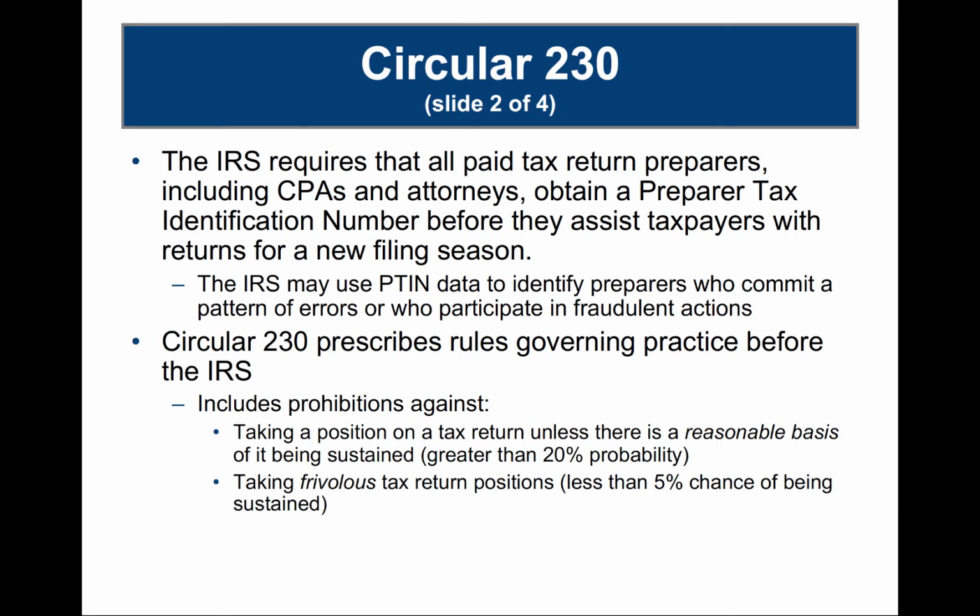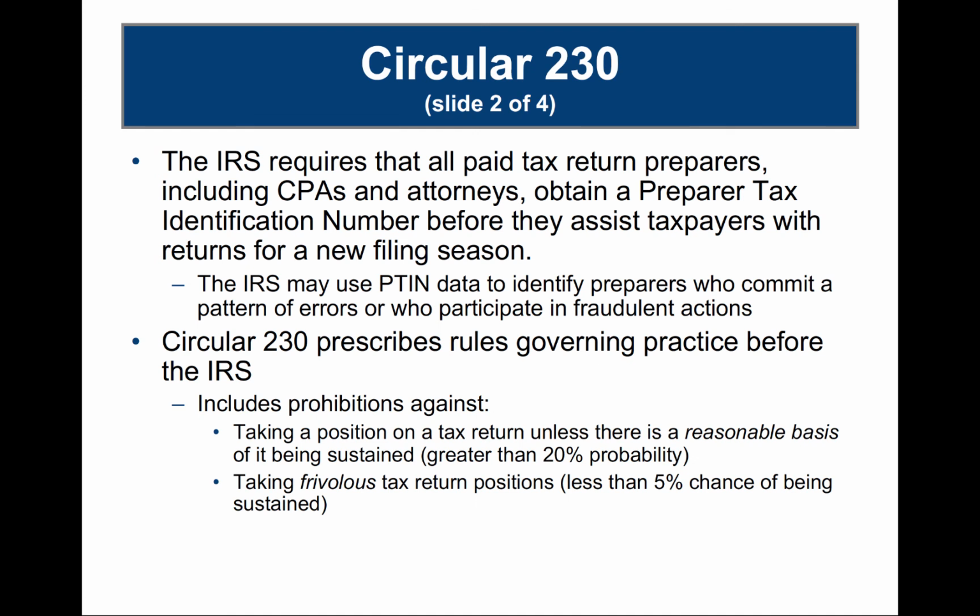But the real thing to pay attention to is that the IRS requires that all paid tax return preparers, including CPAs and attorneys, obtain a Preparer Tax Identification Number, called a PTIN, before they assist taxpayers with returns for a new filing season. The IRS may use the PTIN data to identify preparers who commit a pattern of errors or who participate in fraudulent actions. The idea is that if you have a PTIN, the IRS has a lot of regulation over you. But they also have, through Circular 230, regulation over those that don't have PTINs as well. They're just tax preparers. Okay?